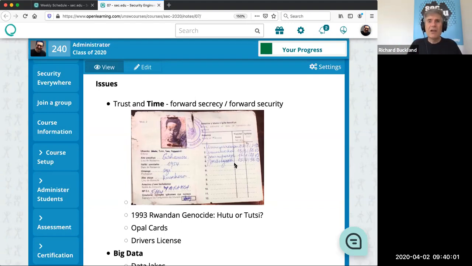You have to trust them all the time into the future. And people change and grow and develop and various things happen. So how can you do that? So you'd have to trust not just the government now, but all future governments. And here's a quite chilling example of that.